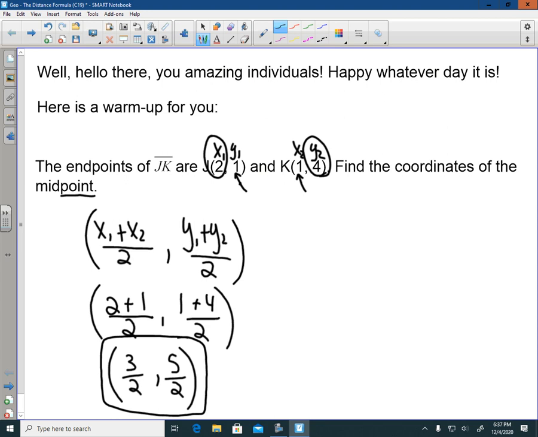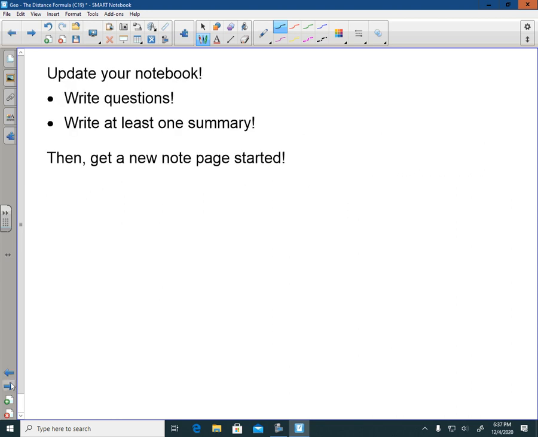That's what the midpoint formula does. You take the endpoints, you jam them in the right spot in the formula, and then you calculate down and find your midpoint. So we're going to build on the idea of formulas today and do a little exploration that builds us a new formula and then use that formula. But before we get there, it's time to update your notebook. So get it out, write some questions, write a summary, and then get a new note page started. Go ahead and pause and take care of that.